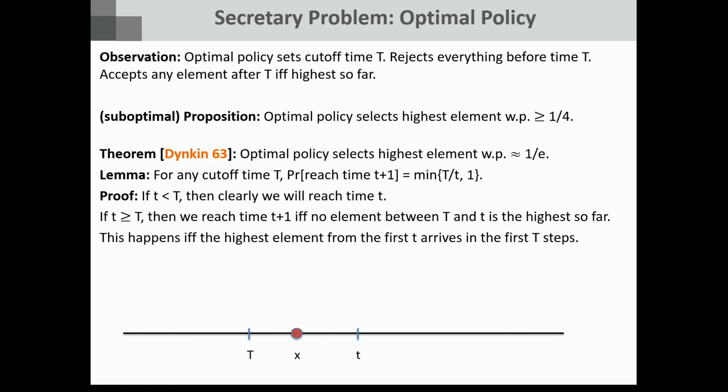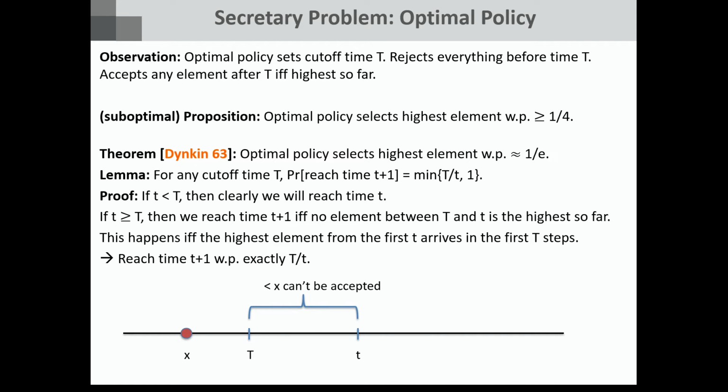Let's say x is the highest element from the first t time steps. If it happens to come after the cutoff, it will definitely be accepted. Because it's the highest element from the first little t time steps, it's definitely the highest that has been seen so far when it arrives, so it will be accepted. If instead it arrives before the cutoff, it will definitely be rejected. Everything that came before it will be rejected. And everything that comes in between the cutoff and little t can't be accepted because they all have weight less than x. Okay, so we reach time step little t if and only if x arrives before big T. And this probability is exactly the cutoff over little t.